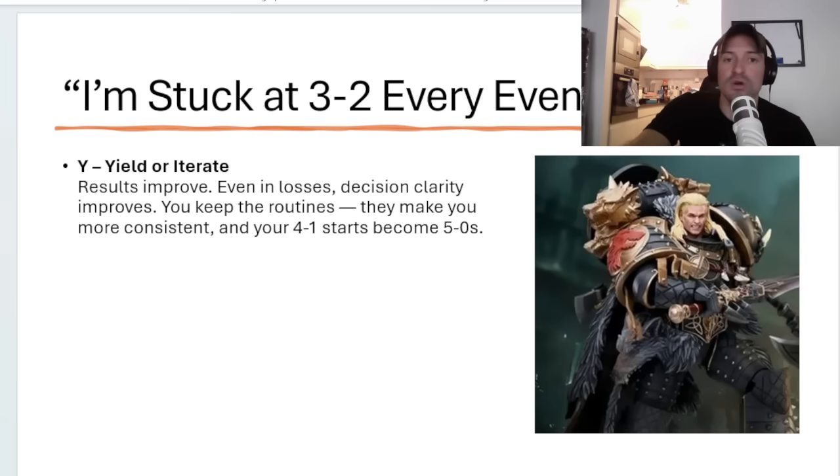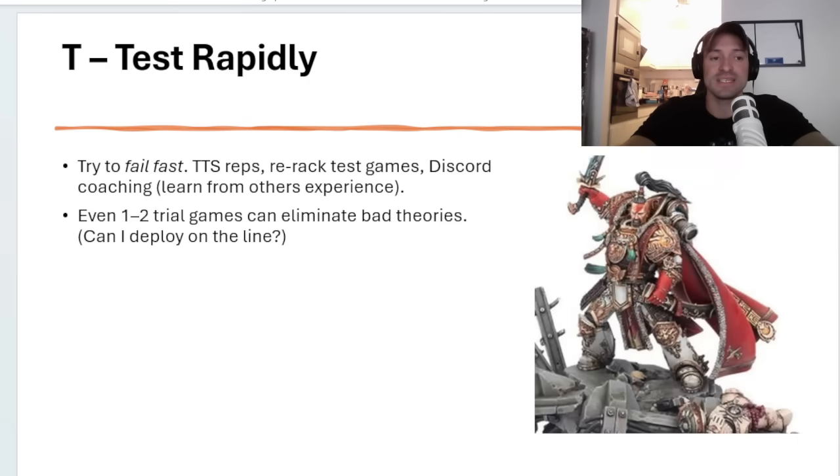And then you're going to go to Y, which is your results improve. Heck yeah, even in losses, decision clarity improves. So you're going to keep the routines that make you more consistent, and suddenly from 3-2, you go to 4-1, and then from 4-1, you're able to start getting some 5-0s. And so that is basically the entire system, guys.